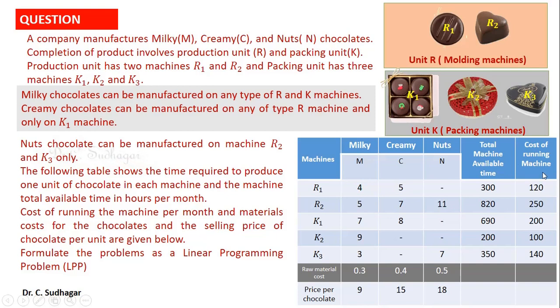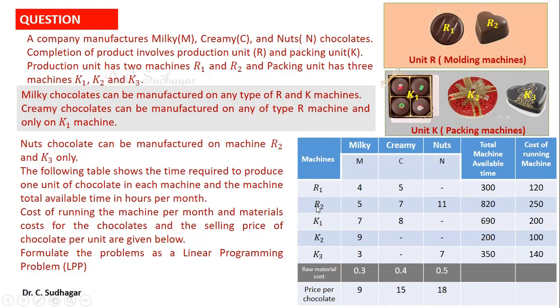So this is 120, maybe something like units of currency. It can be a real, so for our understanding we can take it as 120 reals. If you are running the machine R1 for 1 month, you have to spend 120 reals for 1 month. So how many hours totally is it available per month? 300 hours. So this is available time, this is running cost in terms of reals.